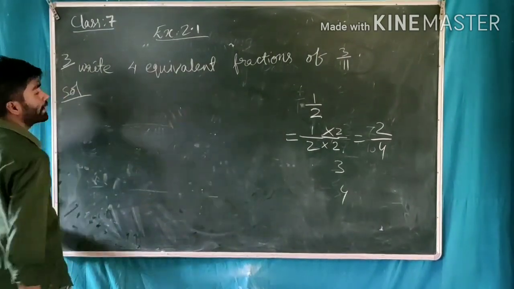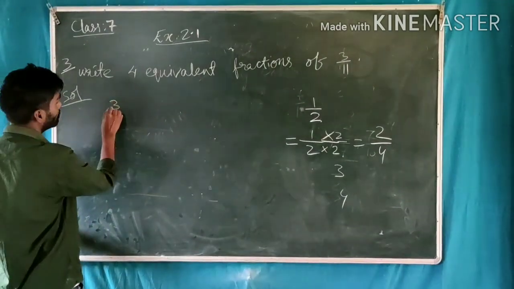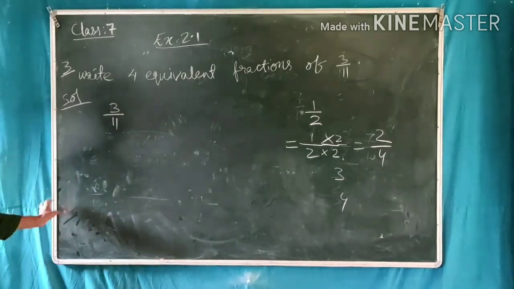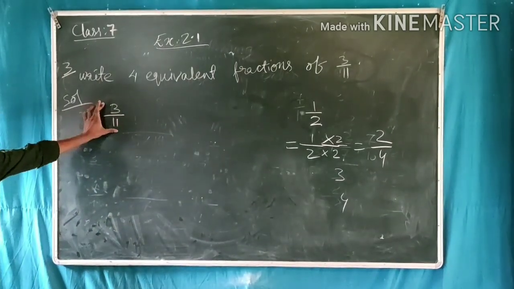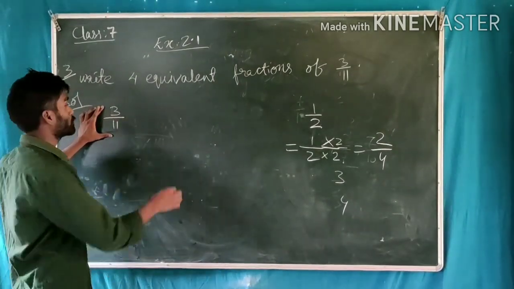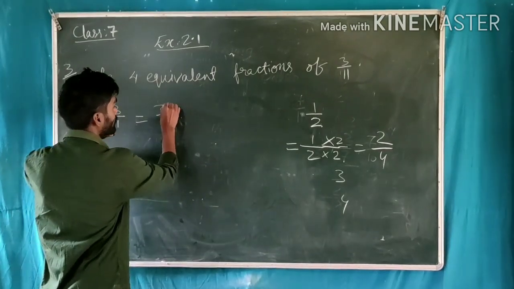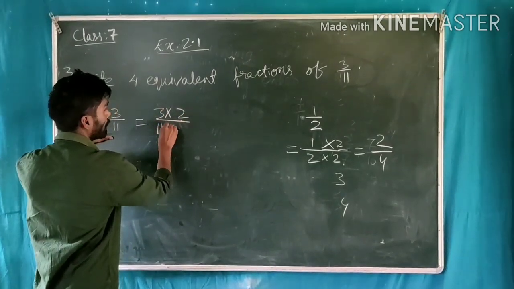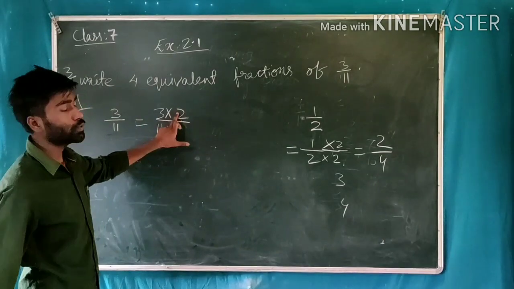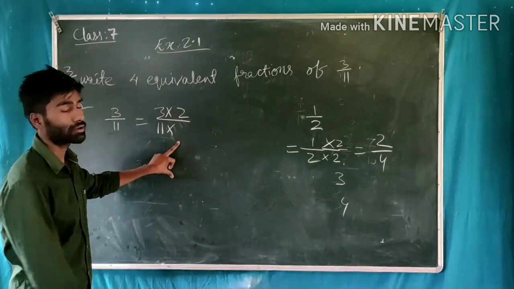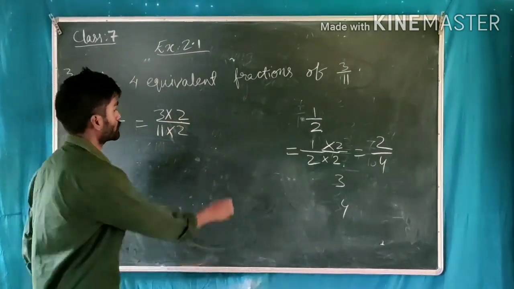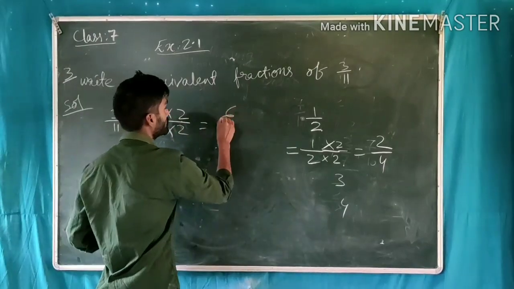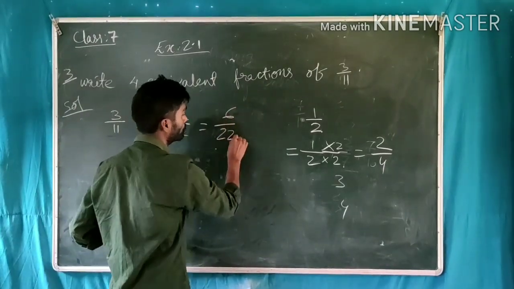In the same way we are going to find this one, 3 by 11. Here the first one is given already. So we are going to go with the next one, that is 2. That is 3 into 2. If we are multiplying by 2 here, we will multiply the denominator by 2 also. So 3 2s are 6, 11 into 2, that is 22.